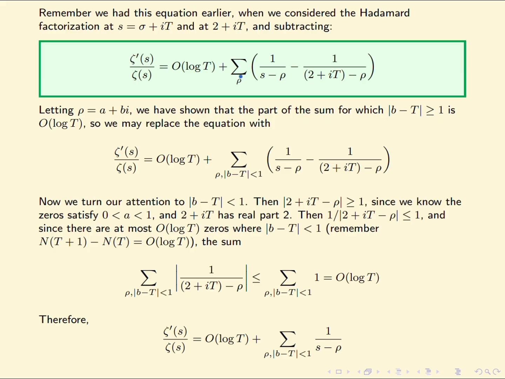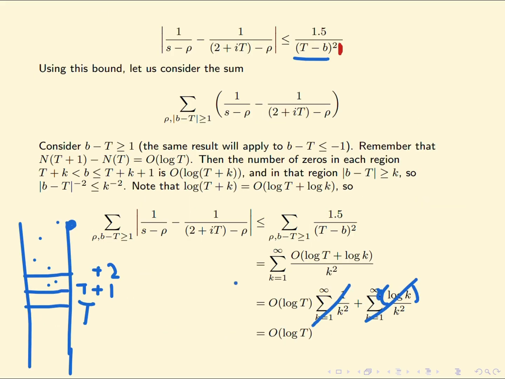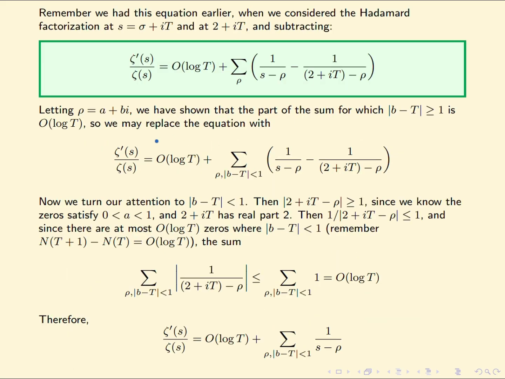And we've seen that if you look at the section where b minus t is greater than or equal to 1, then this whole sum is O of log of t. So that's what I did here. I showed that this entire sum is O of log of t. And I can just toss that O of log of t into this section because I already have an O of log of t. So then I can claim the remaining sum.